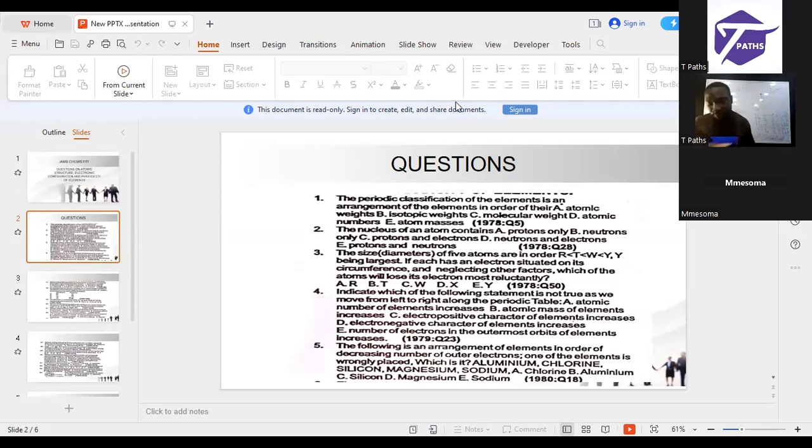Let's keep that one aside first. And the negative character of elements increases. True. Electronegativity increases across the period. Number of electrons in the atom's orbital of element increases. That is true. That's why you have period.